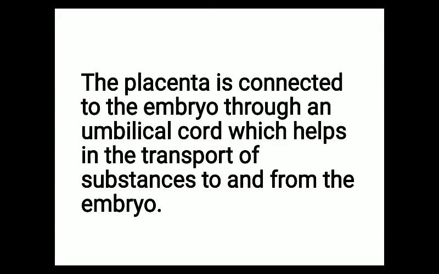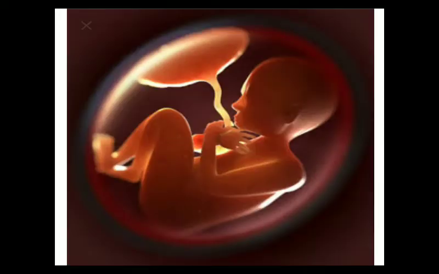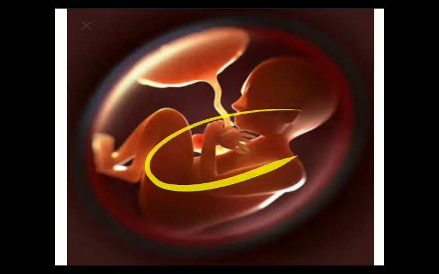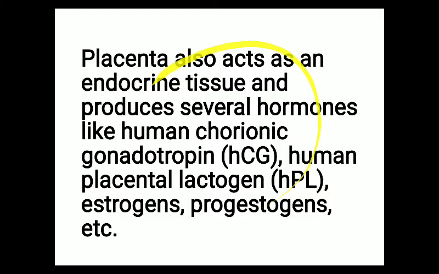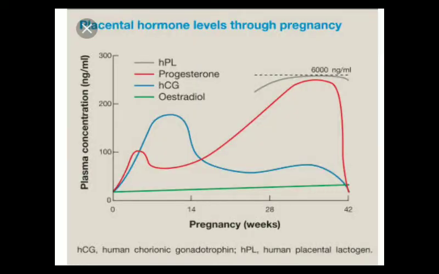The placenta is connected to the embryo through an umbilical cord. That cord-like structure which connects the placenta and the developing fetus is known as the umbilical cord, which helps in the transport of substances to and from the embryo. So this is an important point. In this diagram you can see the umbilical cord. This cord-like structure is the umbilical cord, this is the placenta, and this is the developing fetus, and this structure is the amniotic sac.